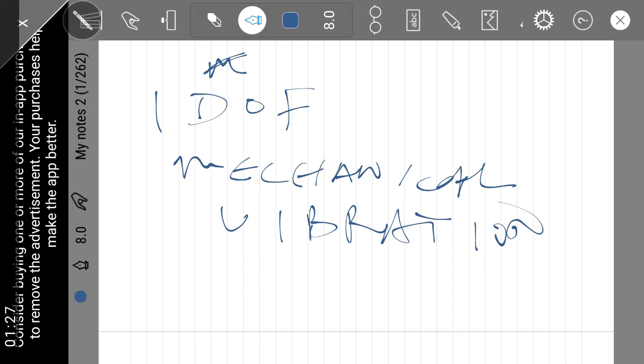When motion is maintained by the restoring forces only, the vibration is said to be free. When a periodic force is applied to the system, it is said to be a forced vibration.